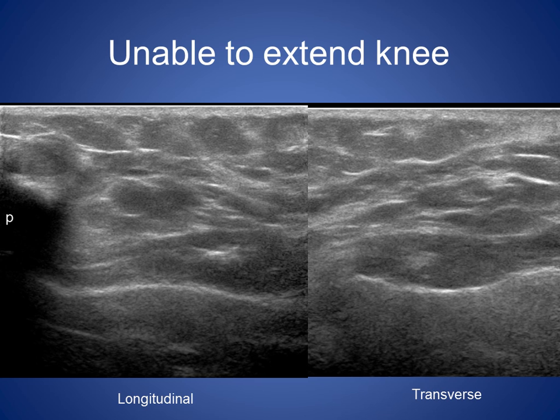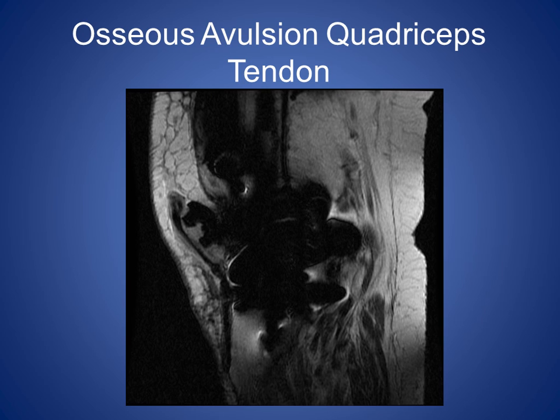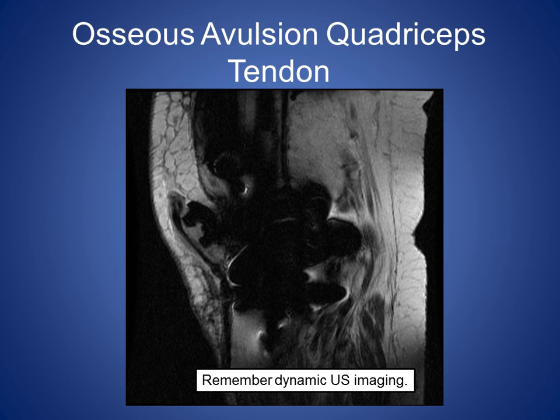Okay, so we got radiographs, and there's this large avulsion fragment coming from his patella here. So we know he had blown it out, and it was an osseous avulsion of the quadriceps tendon. So MRI was performed, and we actually see how the quadriceps tendon was tucked behind the patella in this case, and that may have led to some of the confusion. But the confusion would have been alleviated if dynamic imaging was done.